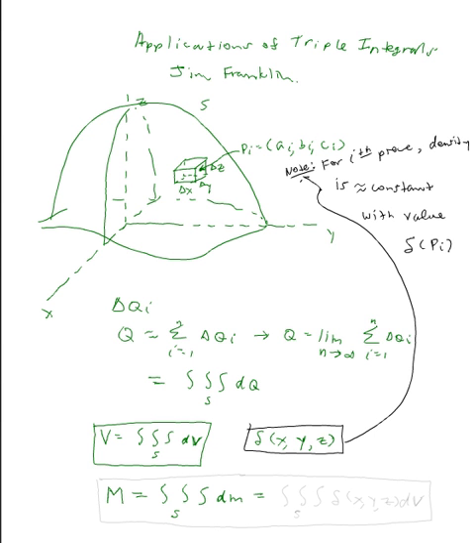But since density is mass per unit volume, mass is density times volume. Remember, we're treating the typical rectangular subsolid as having uniform density. So the triple integral that we get is the triple integral over S of density times volume. Of course, when we say density times volume, we mean the typical piece of density times volume, which is delta of (x, y, z) times dV. And we've got our formula for the mass.